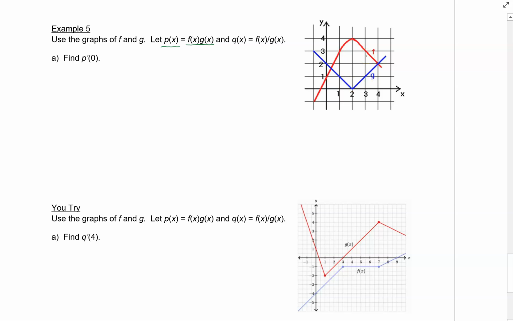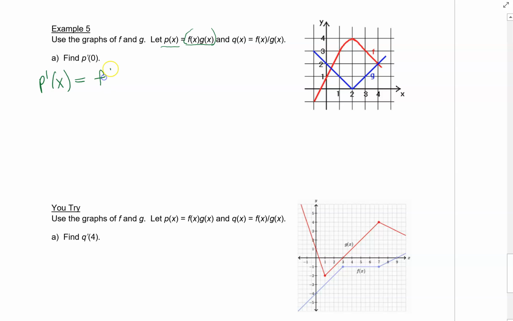So what you should do is use the general rule. So I'm trying to find p prime of 0. But before I find p prime of 0, I need to understand how we would calculate p prime of x, which is the derivative of a product. So I would need to use the product rule.